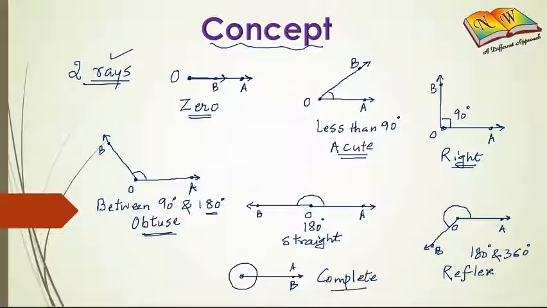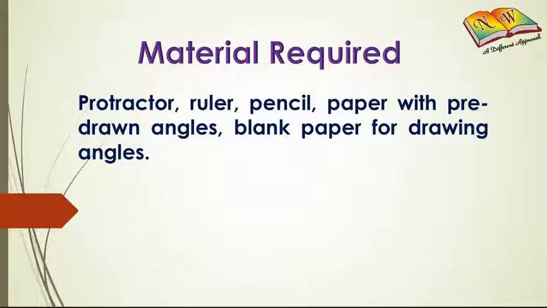So based on the figures given to us, we will be identifying in this activity whether the angle is a zero angle, an acute angle, a right angle, an obtuse angle, a straight angle, a reflex angle, or a complete angle. The materials required to conduct this activity include a protractor for measuring the angles, a ruler, a pencil, paper with pre-drawn angles. So we will have a sheet on which all these angles are already drawn, and then blank paper for drawing various angles. Let's see how we can conduct this activity.